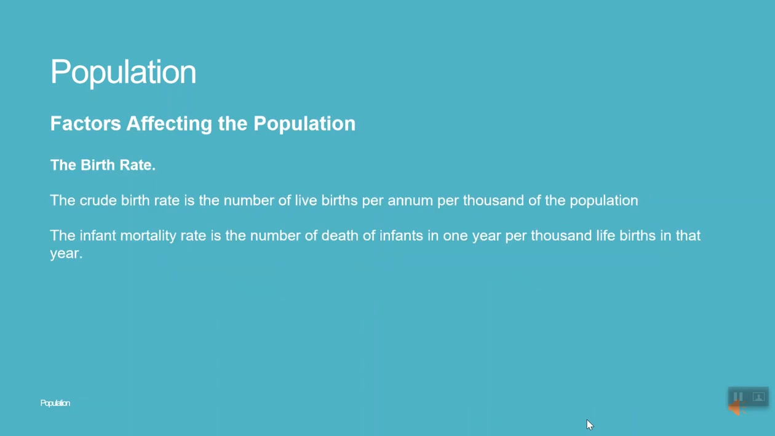The birth rate. The birth rate is the number of live births per annum per thousand of the population. The infant mortality rate is the number of deaths of infants in 1 year per thousand live births in that year.